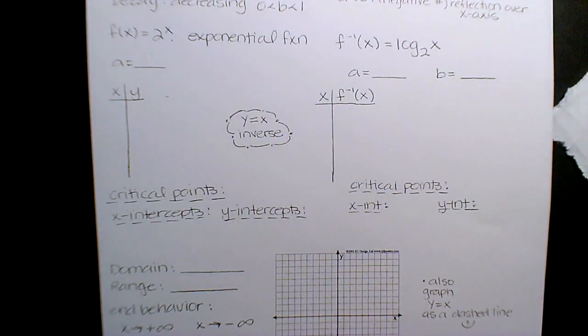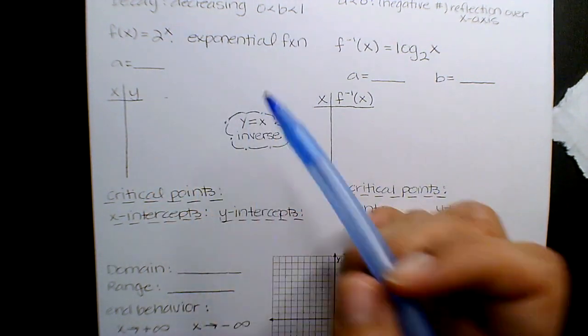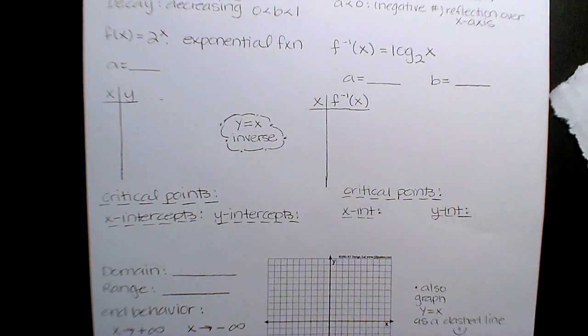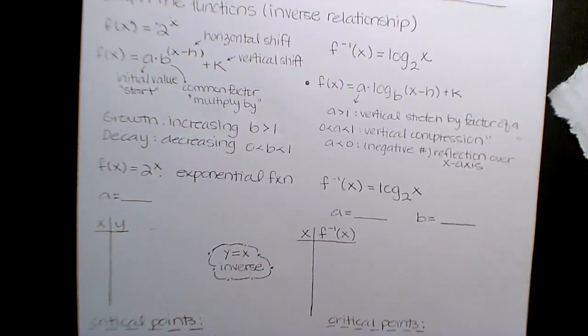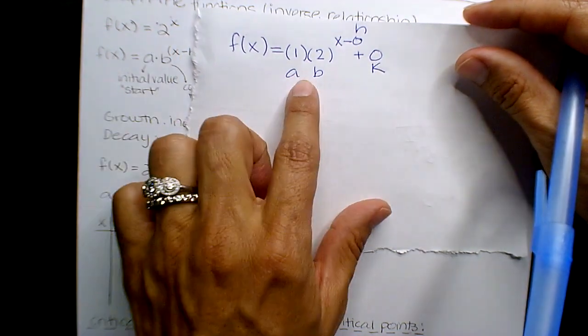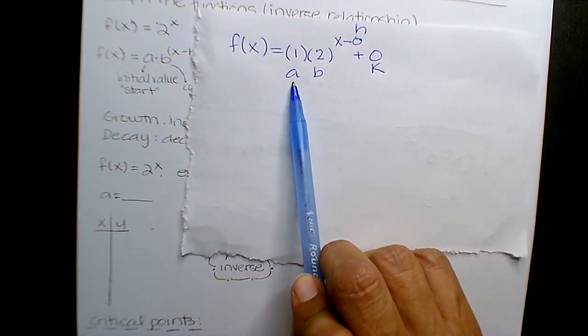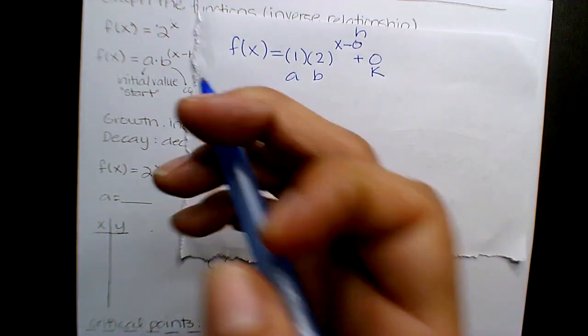Okay, so f of x is equal to base 2^x. It's an exponential function. What is my a value? You don't see it here, but I rewrote it to show everything. Your initial value, your start, what's your a value? It's 1, right?